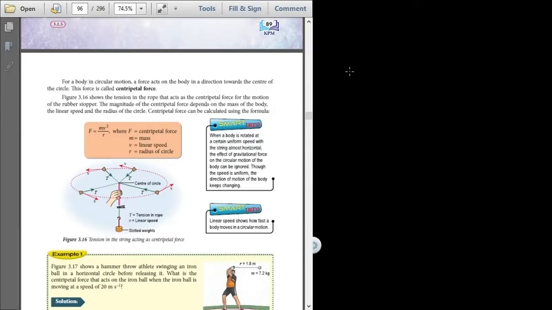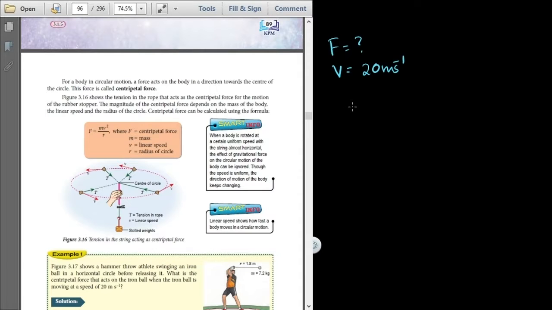It shows a hammer thrower, an athlete swinging an iron ball in a horizontal circle before releasing it. So let's take out the information first. The diagram is already given there. What is the centripetal force? So the question asks for the centripetal force that acts on the iron ball when the iron ball is moving at a speed. So given is speed equals 20 meter per second.